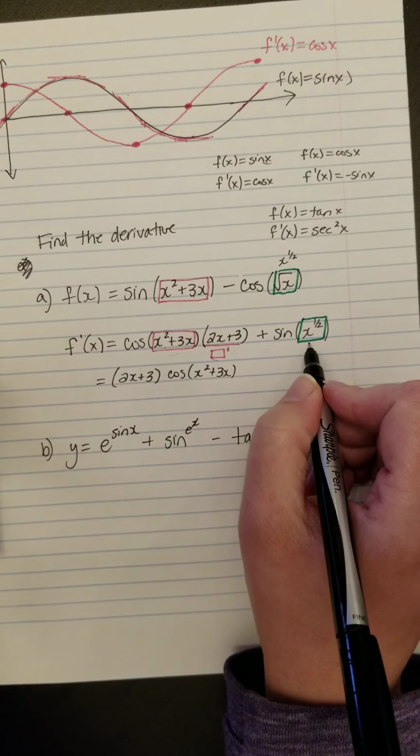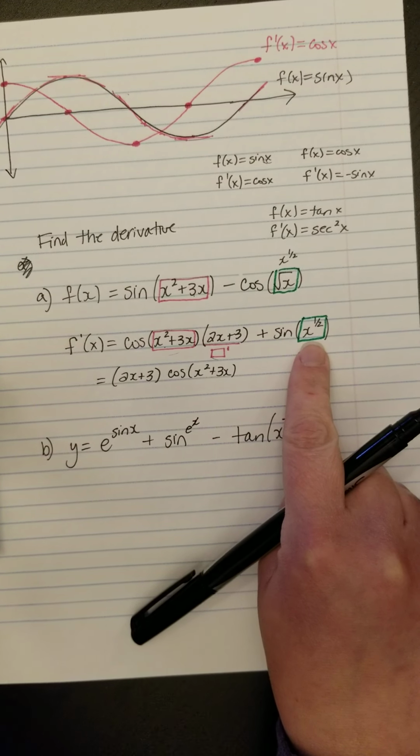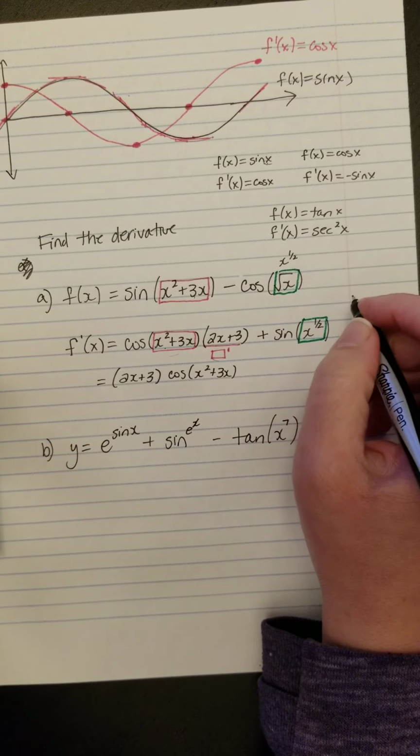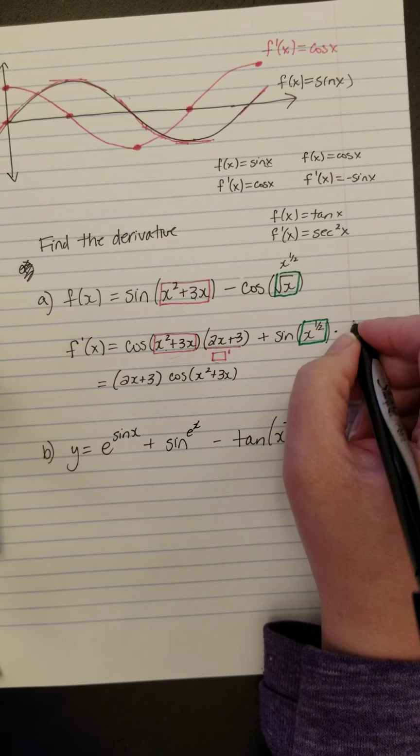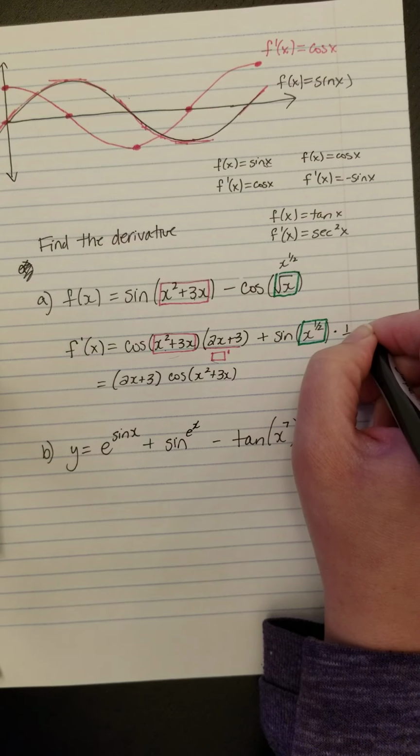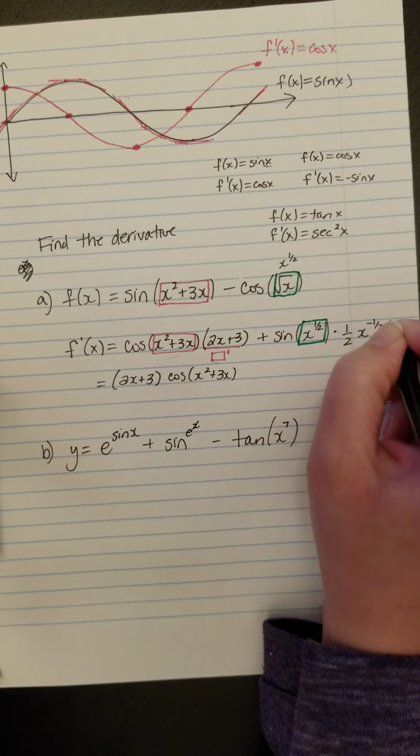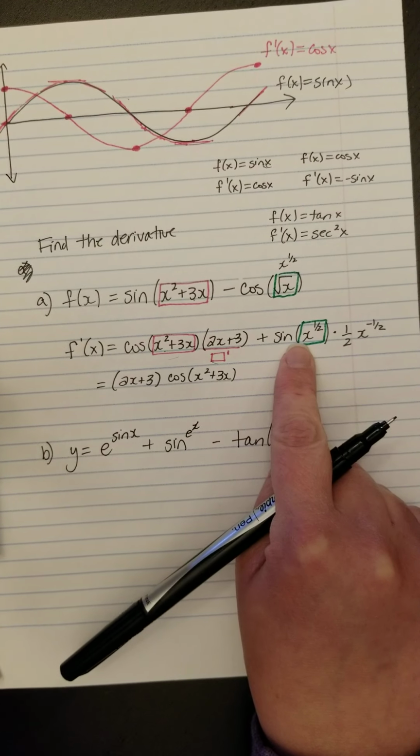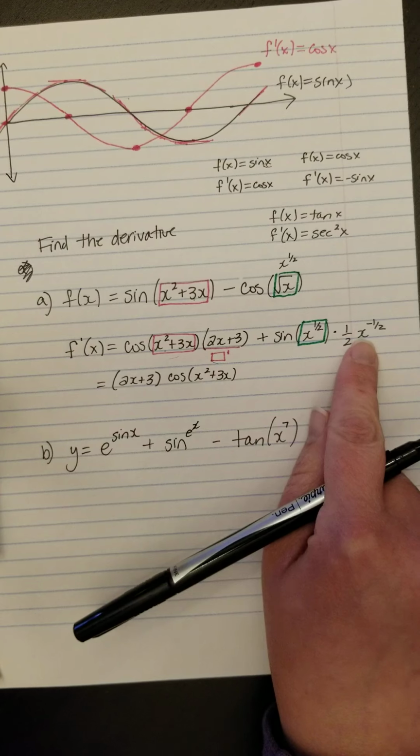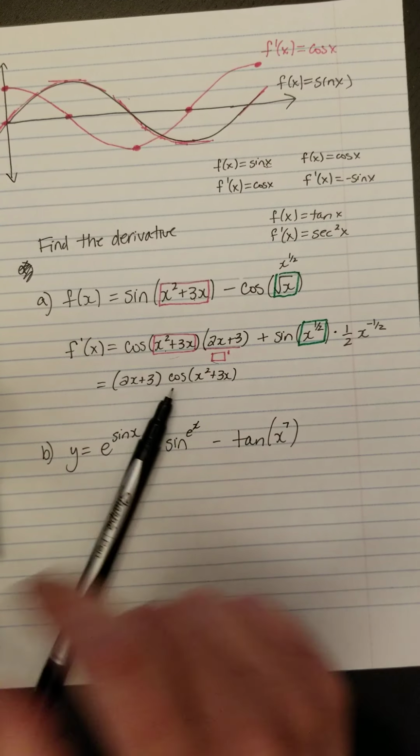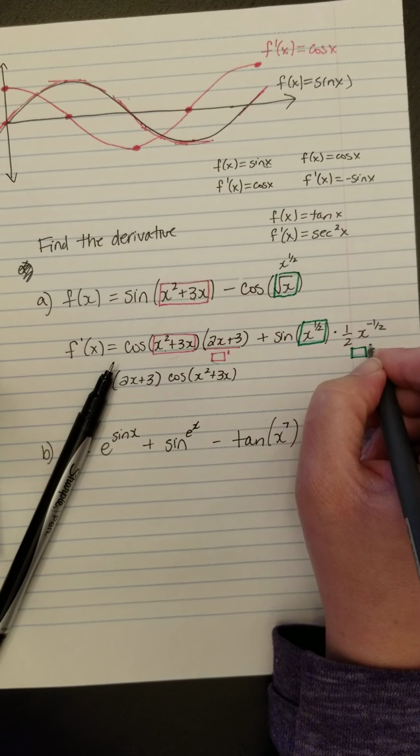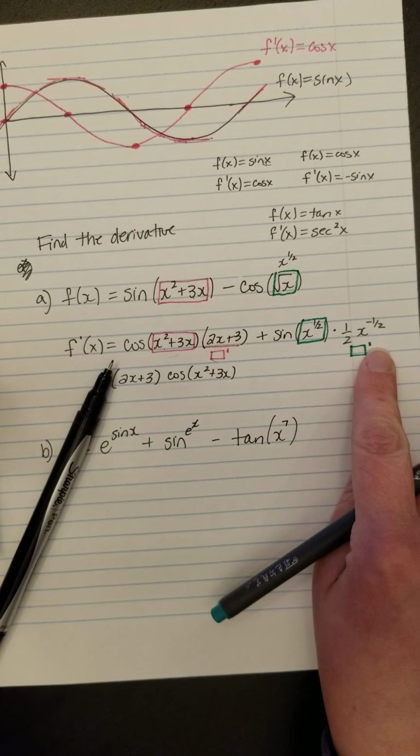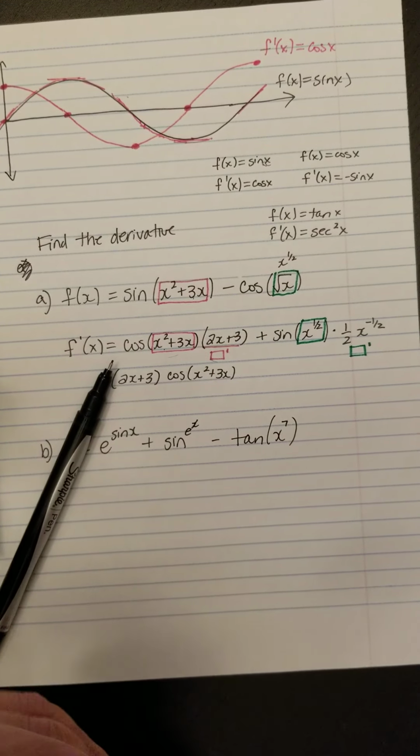I'm doing the same thing here. Keep the green box stuff the same, and then I have to multiply by the derivative of the stuff in that green box. So that is times 1/2 x to the negative 1/2. The exponent comes down, keep the base the same, and reduce the exponent by 1. Again, this is not any kind of actual math notation, but this is kind of like green box prime. It's the derivative of the green box.